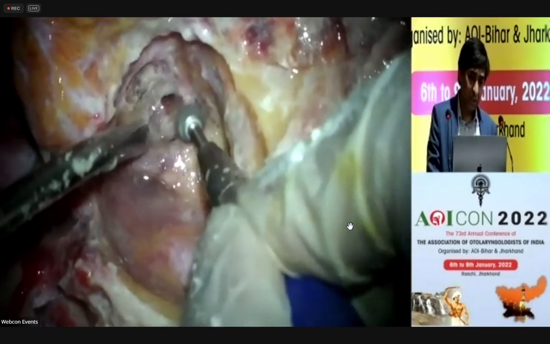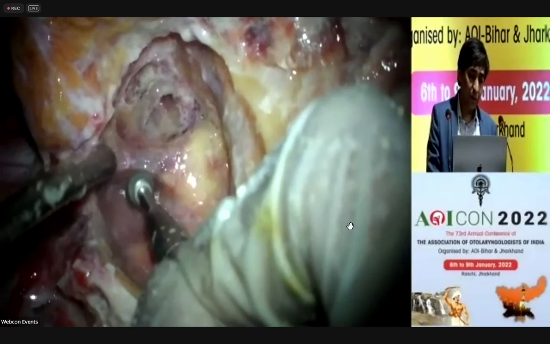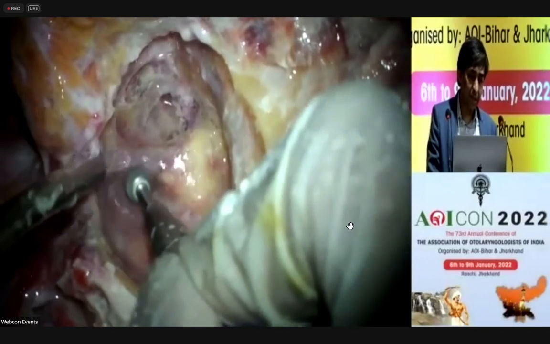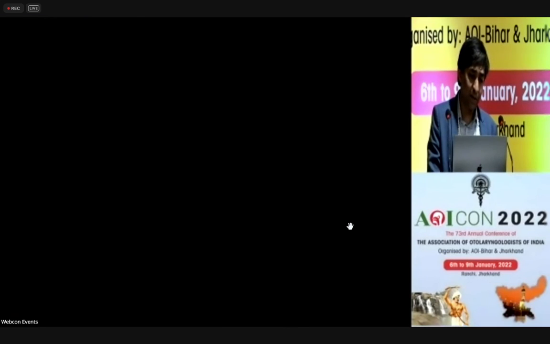Not so much on the facial. Here I would probably use a coarse diamond burr. My use of the fine diamond burr has literally stopped. I don't use that anymore. It's either the cutting or the coarse diamond burr, and I have these two burrs in all sizes.